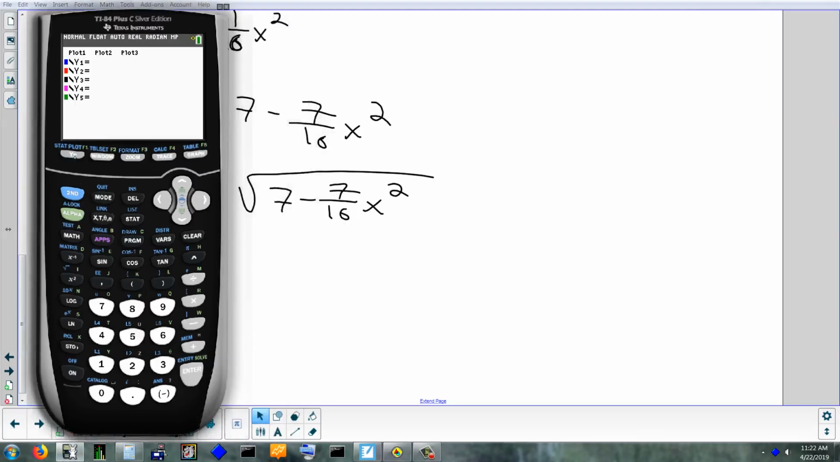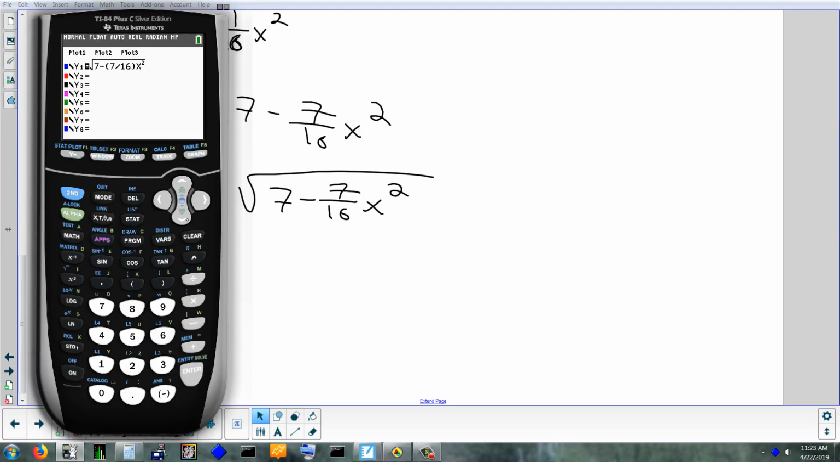All right, let's see. I haven't tried it, so let's see how this looks. 7 minus, let's do it as 7/16 in parentheses x squared. Okay, so that should give me half of the ellipse. Yep, looks good. Looks like it's going to be 4 units left and 4 units right, and it's about 2.6 units up, which is exactly what we wanted.